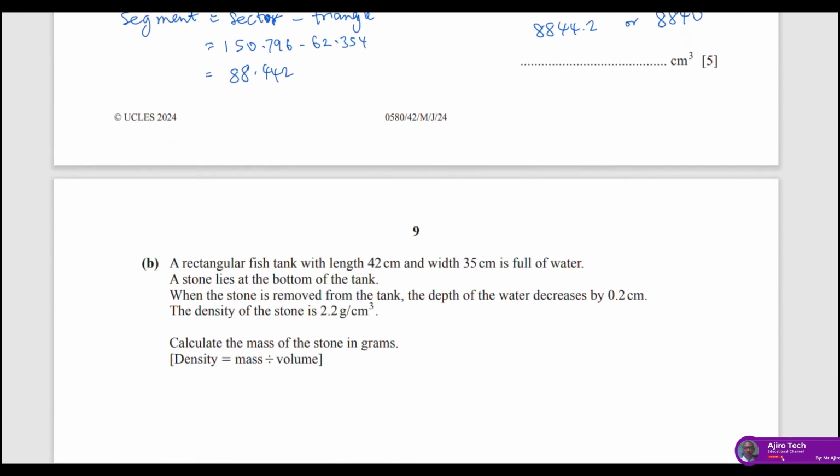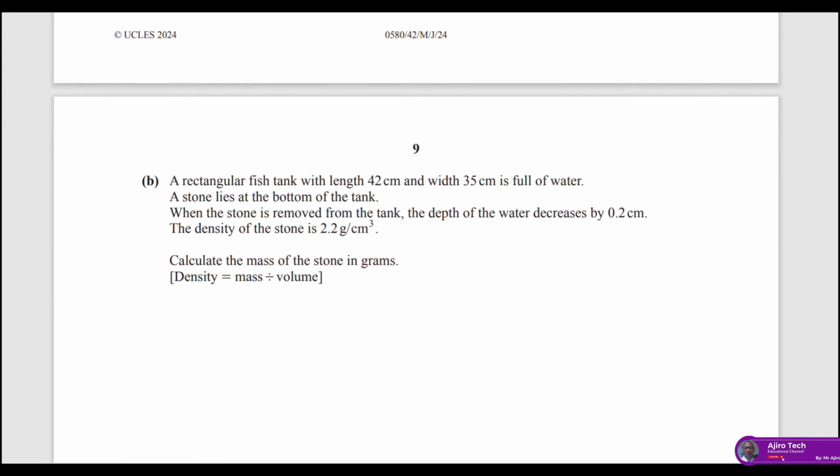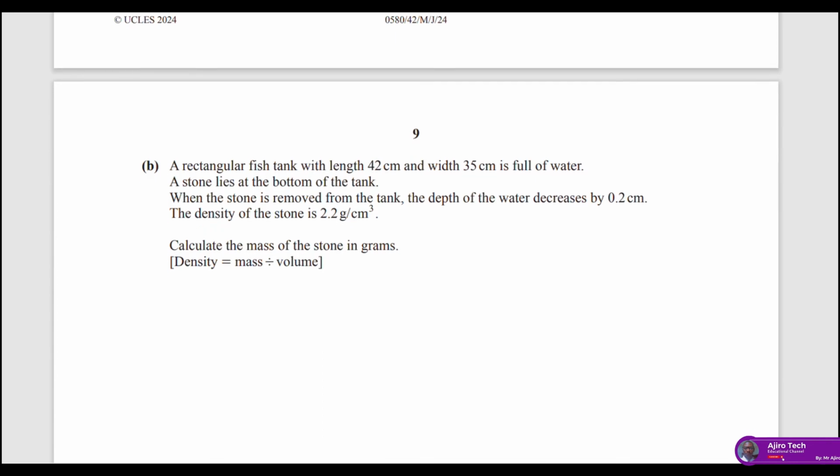Now the next one: a rectangular fish tank with length 42 centimeters and width 35 centimeters is full of water. A stone lies at the bottom of the tank.